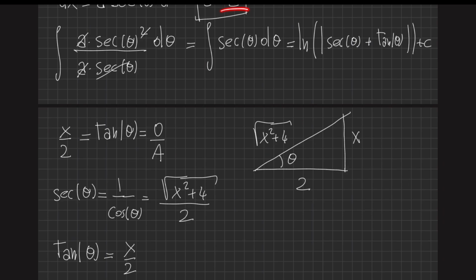And now with these two equalities, we can rewrite our initial integral. So we're going to get the final result: the logarithm of the absolute value of the secant, which is the square root of x squared plus 4 divided by 2, plus the tangent, which is x over 2, plus a constant.